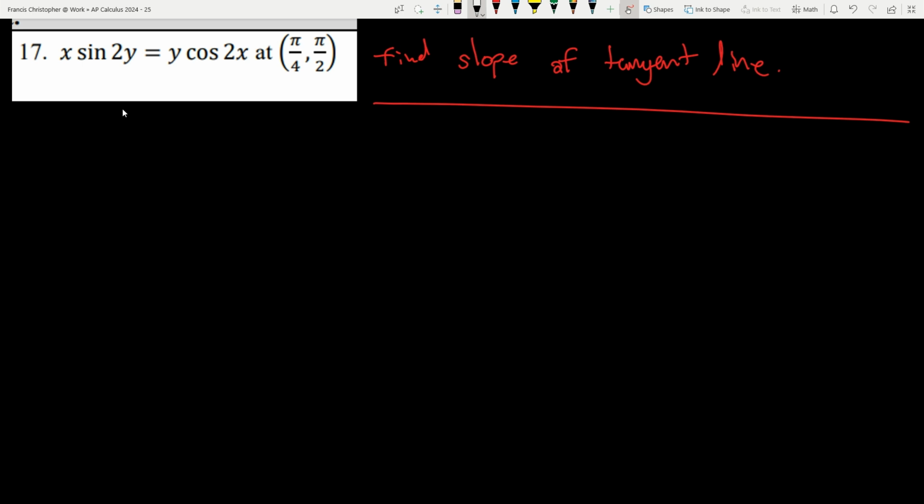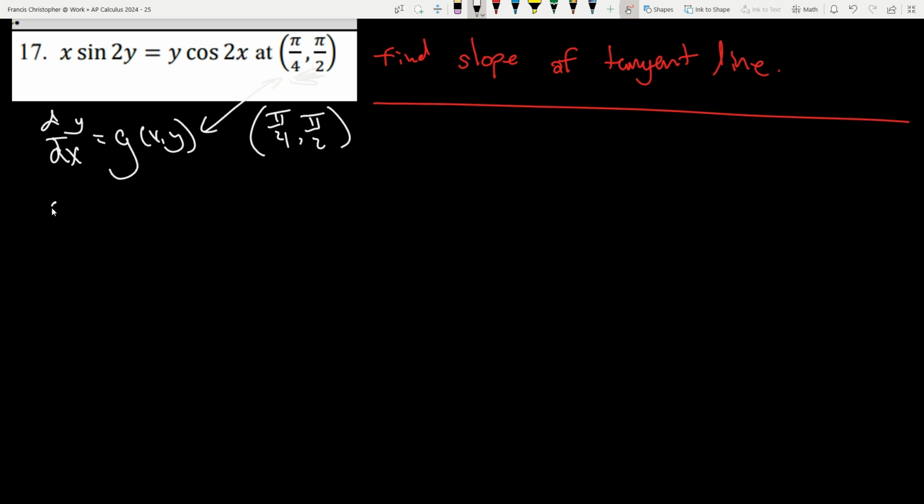Alright, so this question, I didn't screenshot that part, but it wants us to find the slope of the tangent line at this specific point. This is what I meant when we find a function, right? So dy over dx, sorry, it's messy, is a function of both x and y. We're going to plug in pi fourths and pi halves for x and y, so we have two quote-unquote inputs. So first we need to find the function for dy/dx.